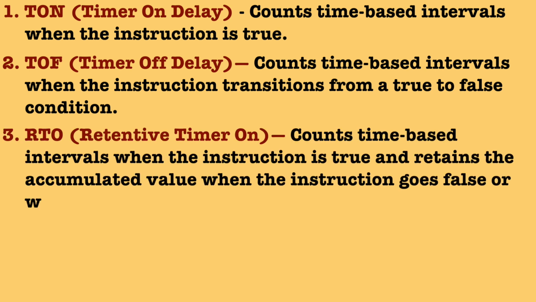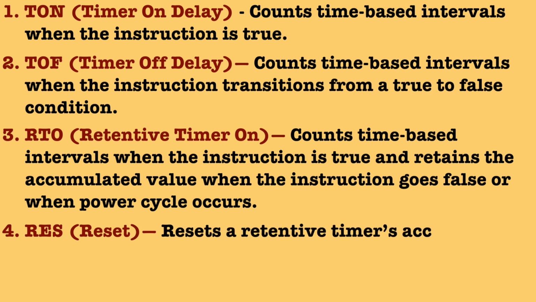Next is RTO, the retentive timer on. It counts time base intervals when the instruction is true and retains the accumulated value when the instruction goes false or when a power cycle occurs. Next is RES, which represents reset. It resets the retentive timer's accumulated value to 0.